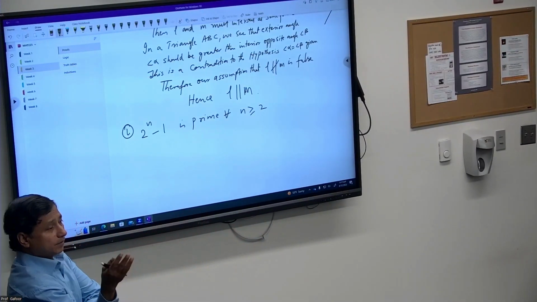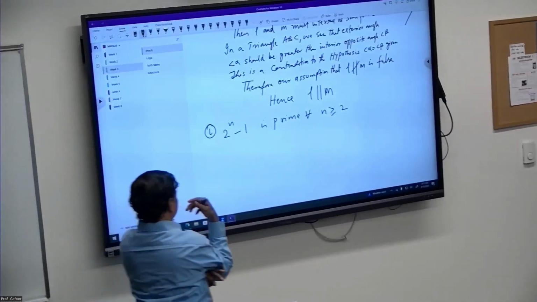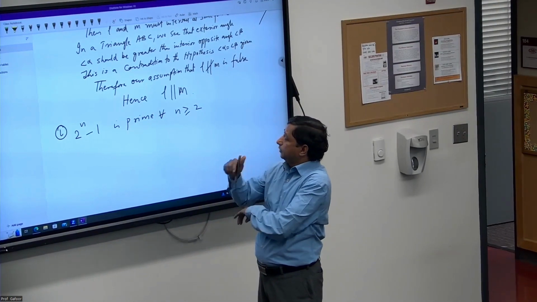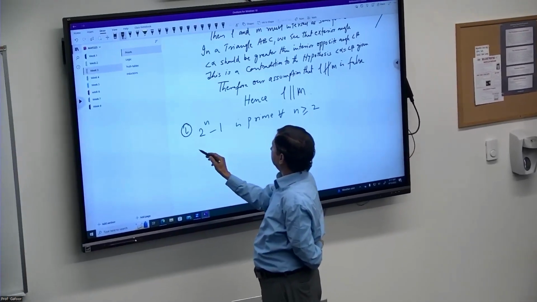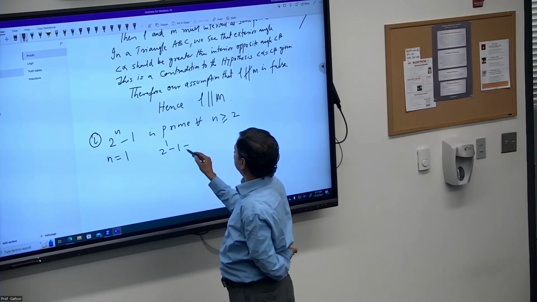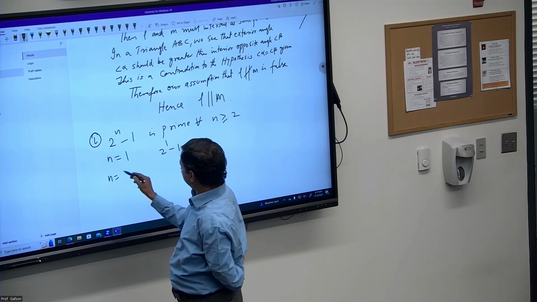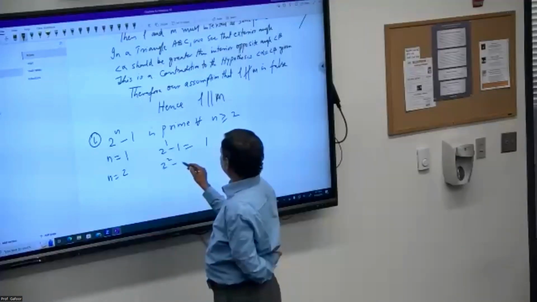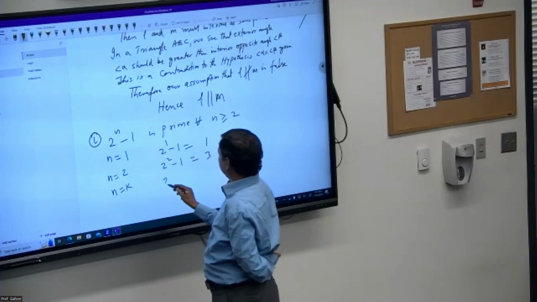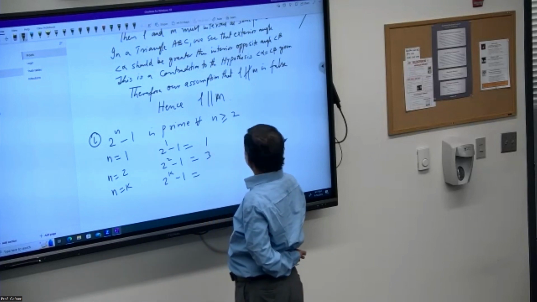Is it prove or disprove? So there's no condition like "any". Let's do induction. If we use induction, the base case n equal to 1: 2 to the power of 1 minus 1 is 1. Let's say one more case: 2 to the power of 2 minus 1 is 3. So if n equal to k, 2 to the power of k minus 1 is a prime.